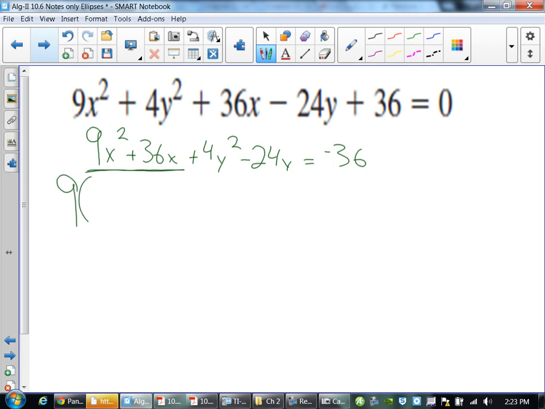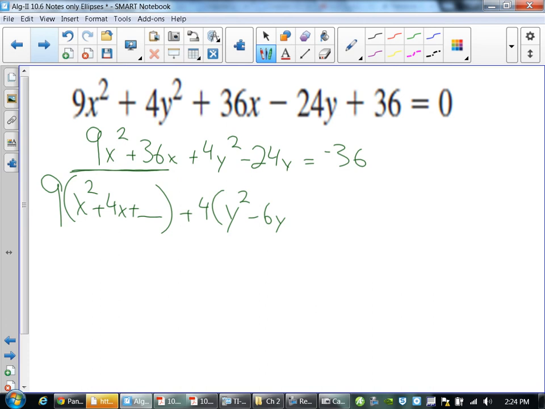And I get 9 times x squared plus 4x plus blank. Take out the 4, y squared minus 6y plus blank equals negative 36 plus blank plus blank. But here's the problem. I factored out a 9 here. I gotta put the 9 here and the 4. Just reminding you of that.